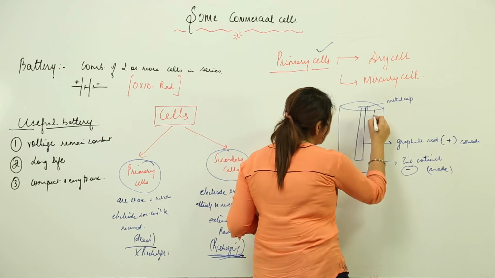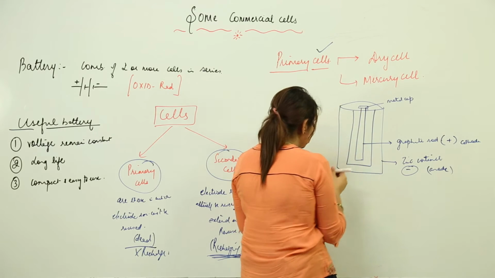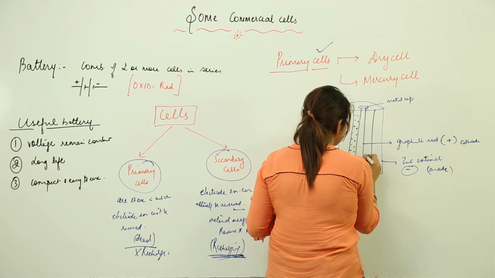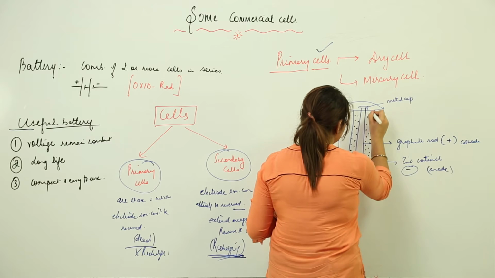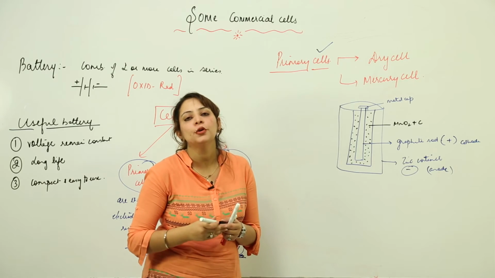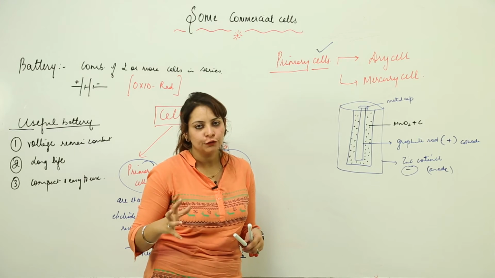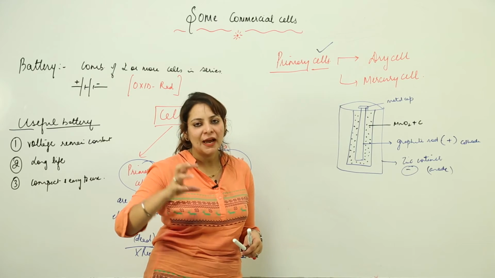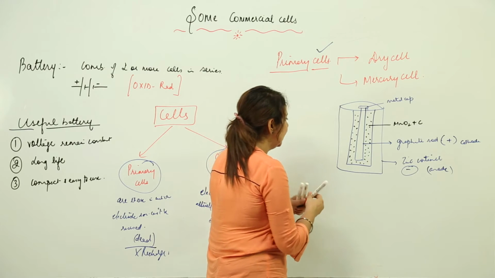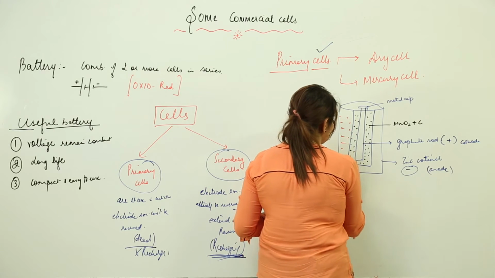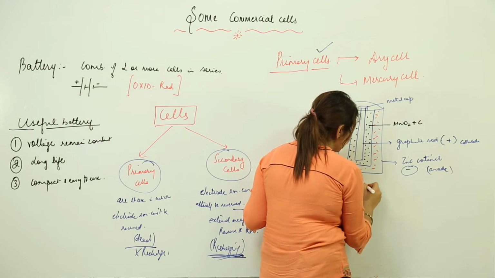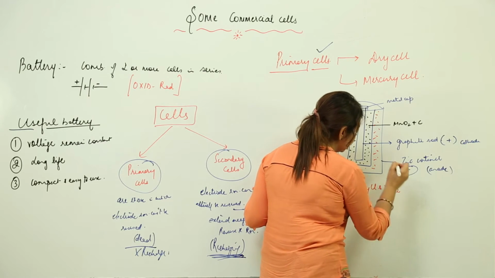It is surrounded by a black substance, which is a mixture of MnO2 plus coke. You all know how coke is obtained. It is actually a pure form of coal obtained by destructive distillation of coal. So you are using that coke with the manganese dioxide, and you are surrounding the graphite rod with that. And now here is the electrolyte, and the electrolyte is nothing but a paste of ammonium chloride and zinc chloride.